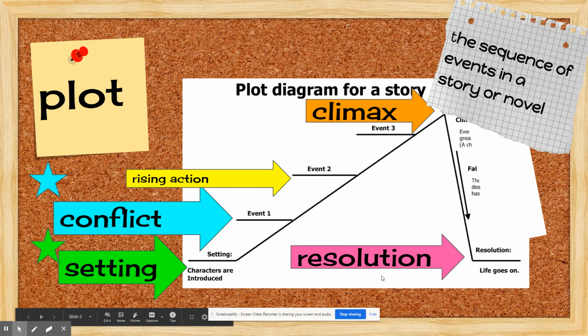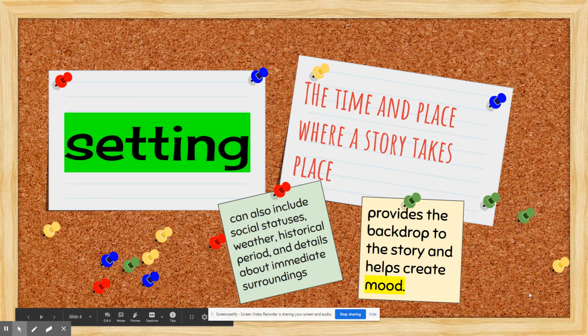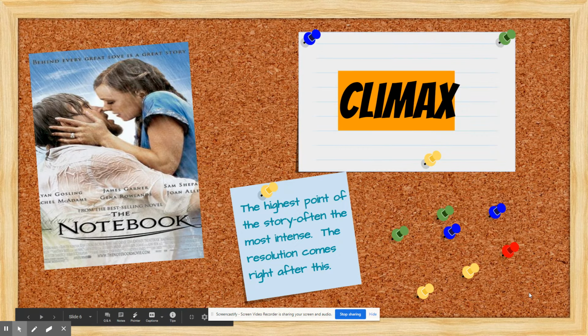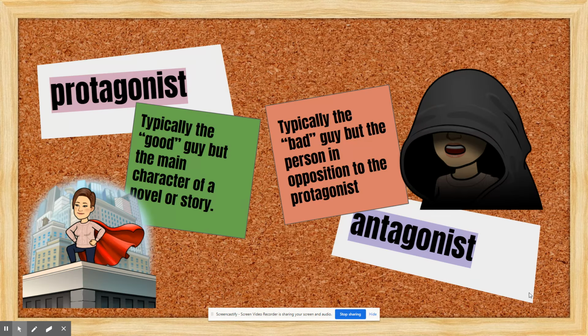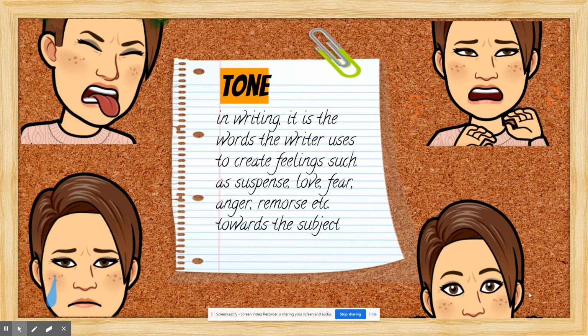The next is this plot diagram, and I'm going to go into more detail about that in a separate video. We've talked about setting, conflict, climax, resolution, protagonist, theme, tone, and that's it for now. But I'm going to make a separate video that actually talks about each one of these individually, so you can go ahead and watch those videos if you want me to explain them better, or you can just record the word and the definition.